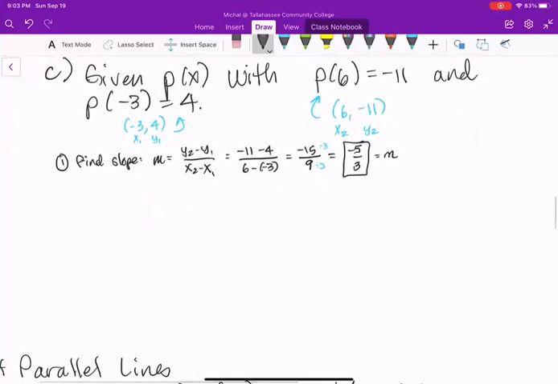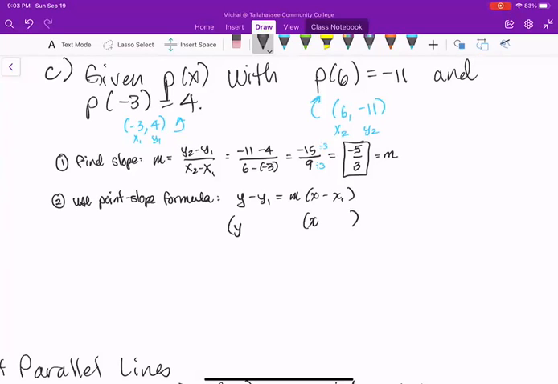Now I'm going to find the equation of the line using the point slope formula, which is y minus y1 equals the slope times x minus x1. I'm going to keep the same x1 and y1 from when I found the slope, and leave the x and y with no subscript as they are in the formula. I substitute the point's value: y1 was 4, so y minus 4 is equal to the slope, -5/3, times x minus x1, where x1 was -3.